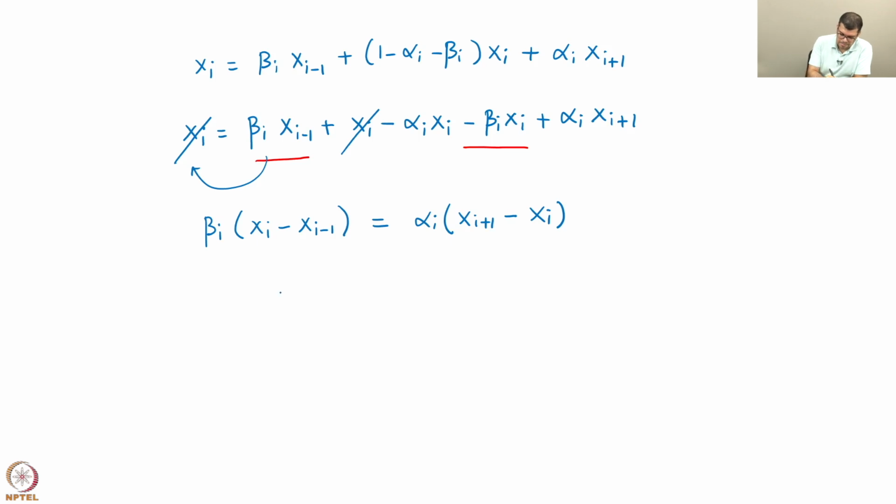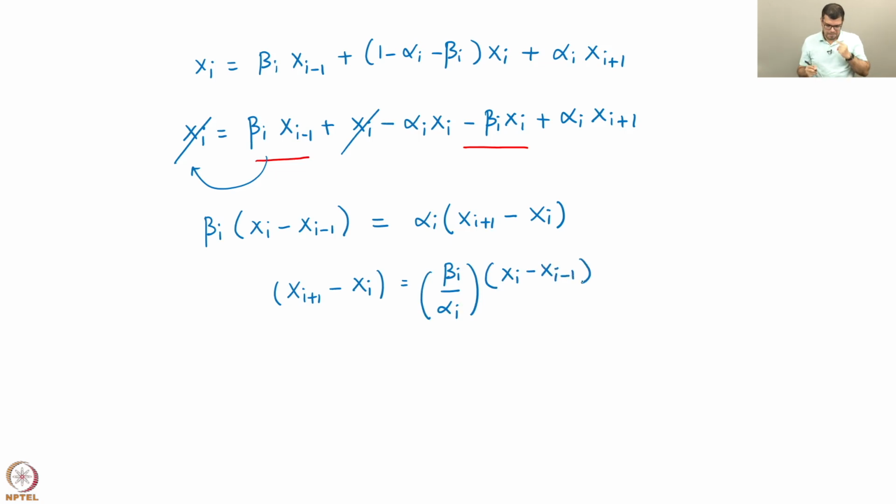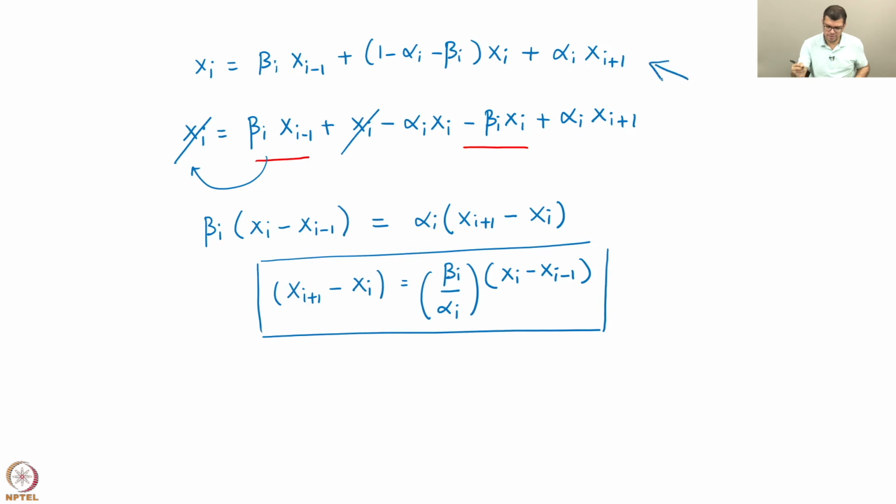What this gives me is xi plus 1 minus xi is equal to beta i upon alpha i times xi minus xi minus 1. So, this is simply rewriting the equation that we have always had. We have had this equation for a few videos now, and simply rewriting it we get this particular form.